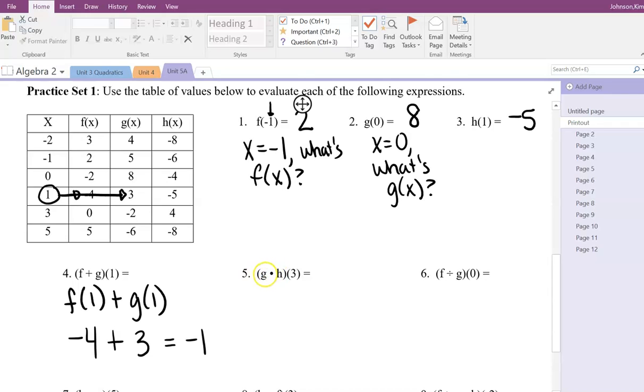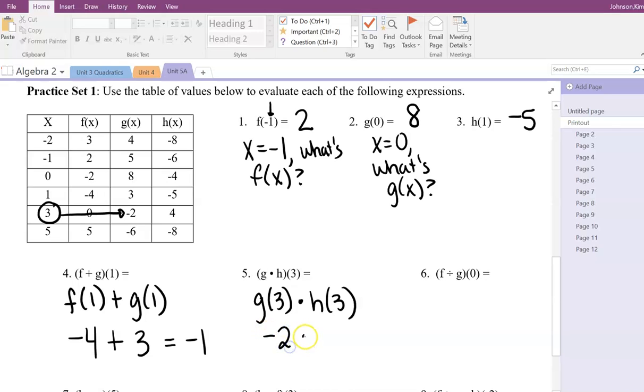Number 5 is g times h of 3. So here we're going to do g of 3, and we're going to multiply that by h of 3. So we've got to find g of 3 first. Go to where x is 3, find the output for g of 3. That's negative 2. Then we're going to go to where x is 3, and this time we're going to the output for h of x, and that's 4. So my final answer is negative 8.